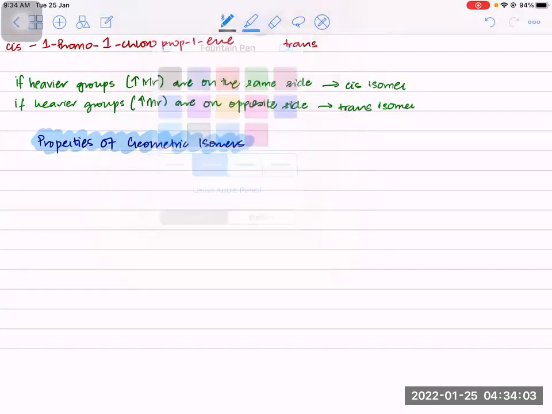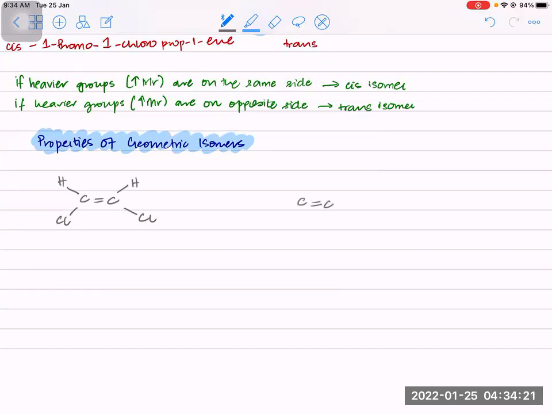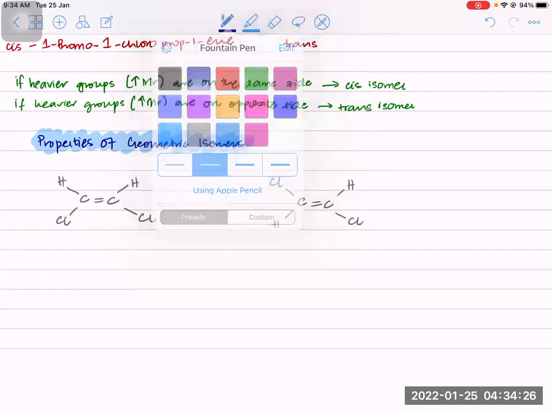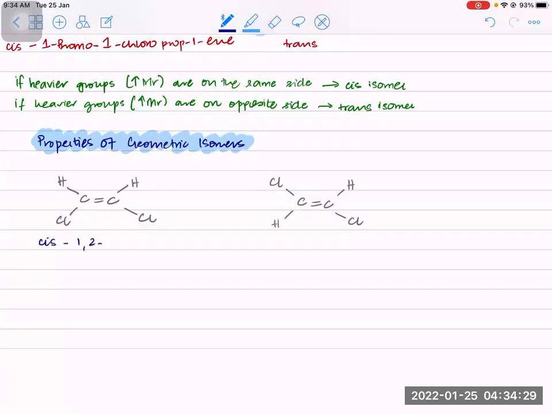So let's see an example. We have C double bond C, let's take HCl, HCl. So this is going to be the cis isomer. So this is cis 1,2 dichloroethene. And then let's see the trans. The trans would be where the H's are here, the Cl's are on opposite sides. So this is cis 1,2 dichloroethene, and this is trans 1,2 dichloroethene. Yes? Now, let's see what will be the difference in their properties.